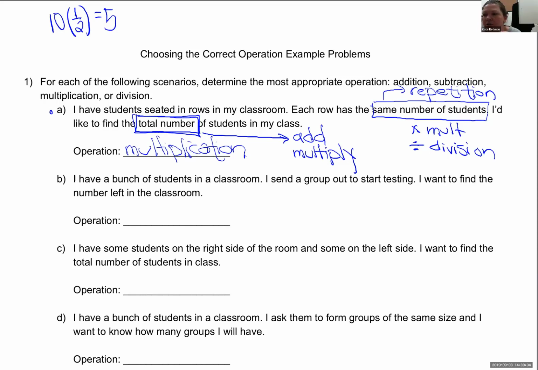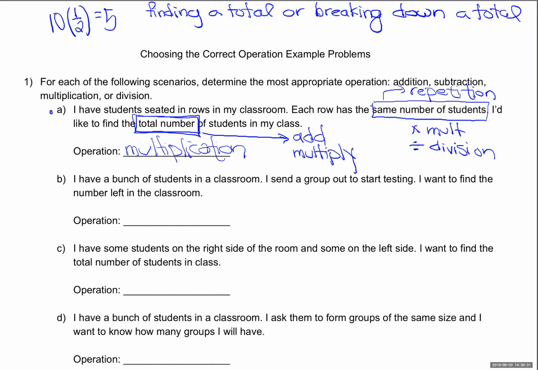Okay, so I'm going to go with two questions, okay? These two questions will always help me. The first question is, am I finding the total, or do I already have the total? Am I breaking down a total? Now, I shouldn't say they should always help me, but they very commonly help me. Okay, guys, so what are the two ways to find a total that we've talked about with our operations today? Adding and multiplication.